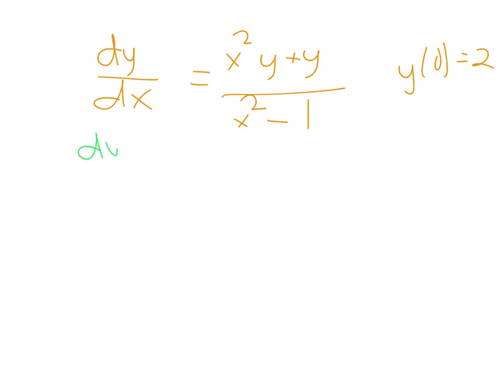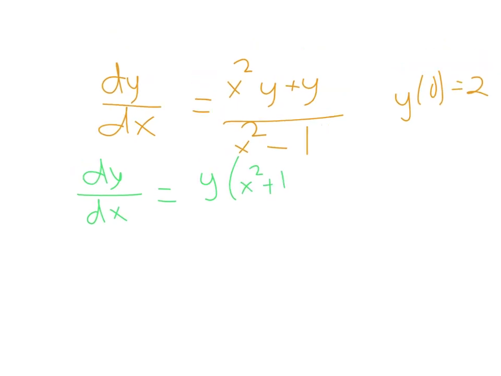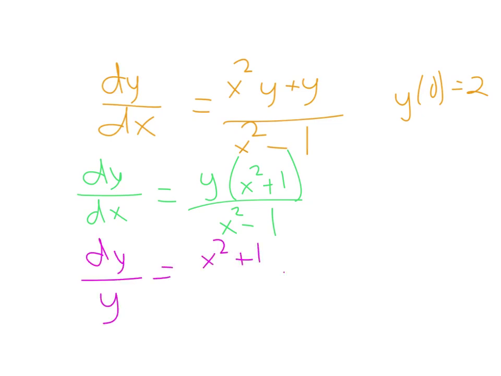Well, first let's do some algebra. dy dx, let's take a y out. x squared plus 1, ooh, that got funky, over x squared minus 1. So now let's separate the variables. So we'll divide by y, and now we have x squared plus 1 over x squared minus 1 dx.